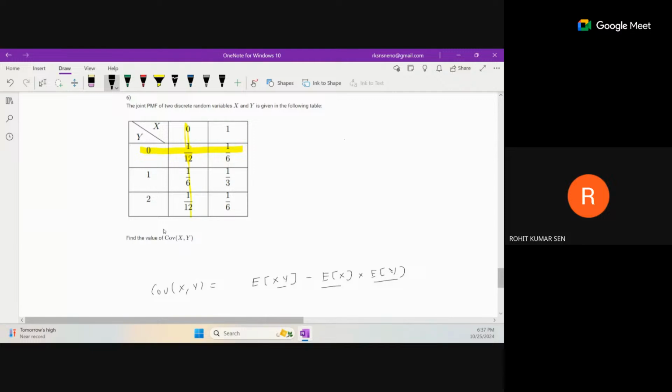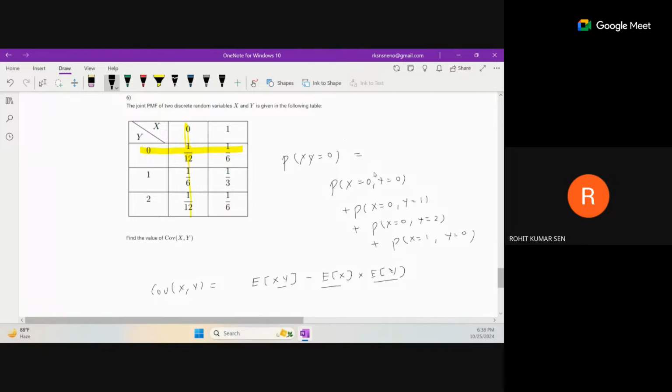Is it understandable? It's not visible? Okay, one second, let me do it. Probability of x equal to 0, y equal to 0, plus probability of x equal to 0, y equal to 1, plus probability of x equal to 0, y equal to 2, plus probability of x equal to 1, y equal to 0.